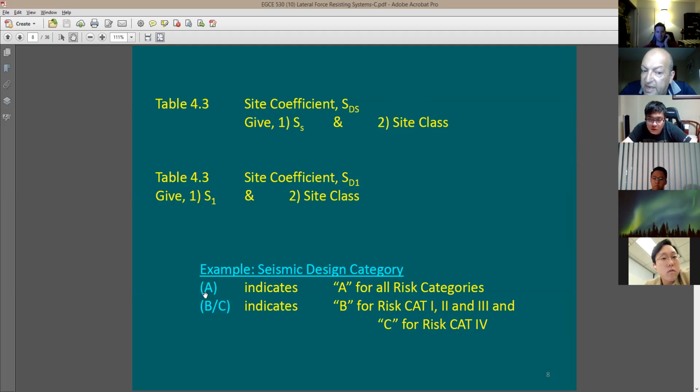If it just says A in the table, it means it's going to be A for all risk categories. But if it says, let's say, B slash C, it means for risk category 1, 2, and 3, it's going to be B. Risk category 4 is going to be C.